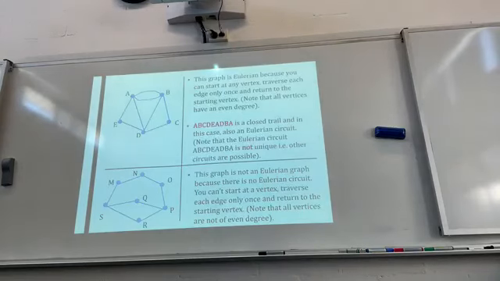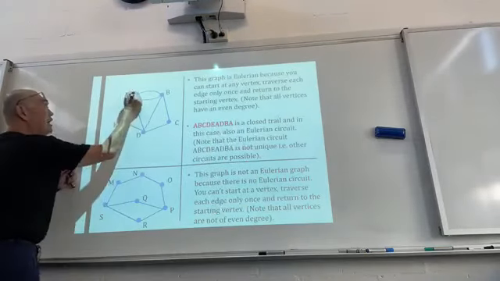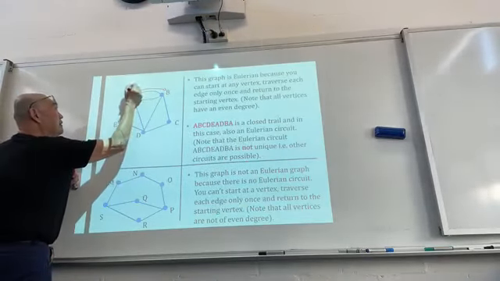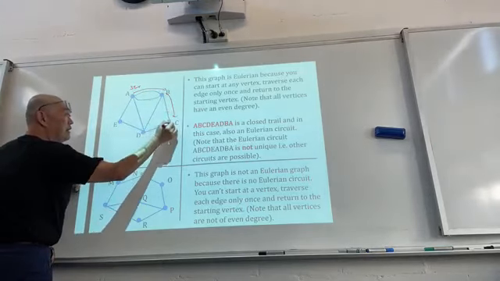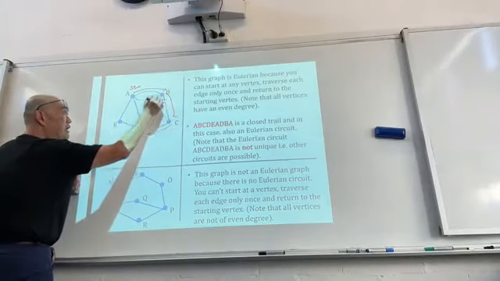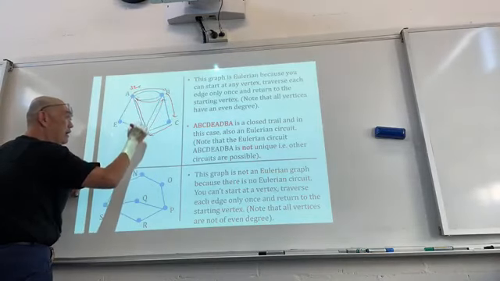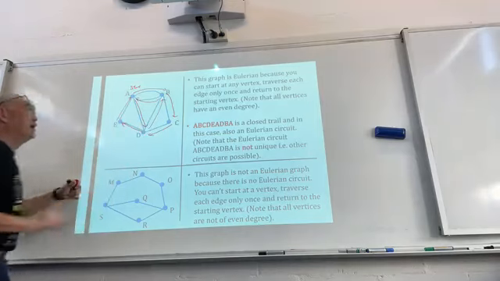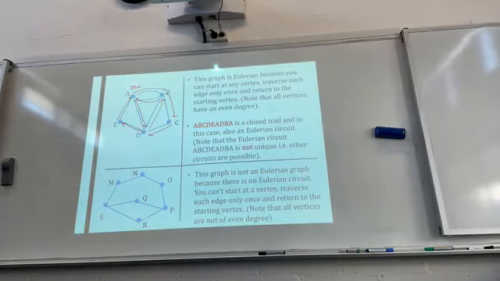Now, let's have a look at the first one. Why did I say the graph is Eulerian? Because I can start at any vertex, traverse each edge only once, and return to the starting vertex. Note that all vertices have an even edge. So let's use a red ink. Example, I can go from A to B, start, and then B to C, C to D, D back to B, here, A, and then E, and then back to A. Yeah? That's one way of doing it.